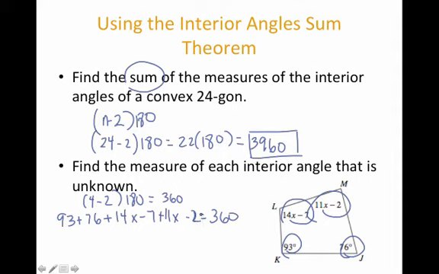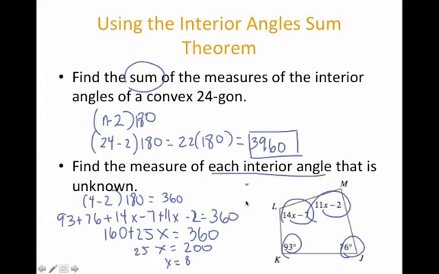So I'll do 93 plus 76 minus 7 minus 2. So those are all the integers, 160, and then I'll do 14x plus 11x, which is 25x. And then I'll subtract 160 from 360, so I'll get 200, and then I'll divide 200 by 25, and I get 8. So I asked for the measure of the angles that we don't know.